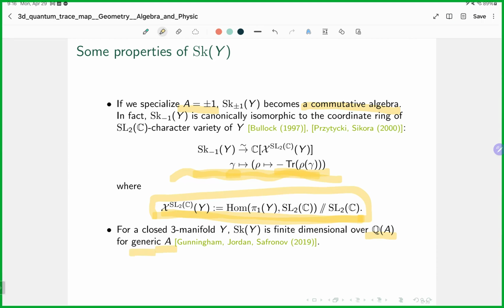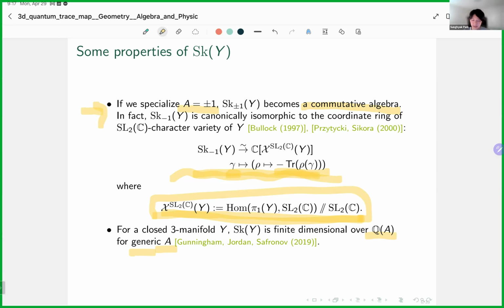So how about the A equals plus one case? What happened? Oh, you mean in this previous bullet point? Yeah, the A equals plus one case. Yeah, thanks for the question.